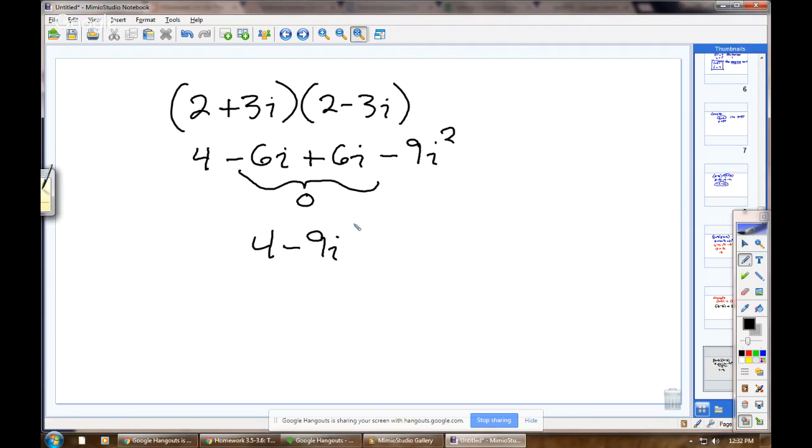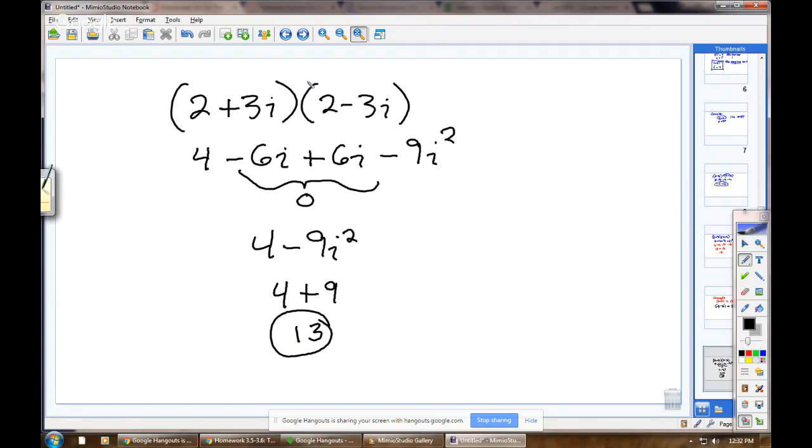That leaves me with 4 minus 9i squared. Anytime you square i, you get negative 1. So this is really negative 9 times negative 1. So that cleans up to be 4 plus 9, which is 13. So anytime you multiply a pair of conjugates, what that gives you is a real number. i goes away completely, as long as the two numbers are conjugates. Plus changes to a minus, or the minus changes to a plus.